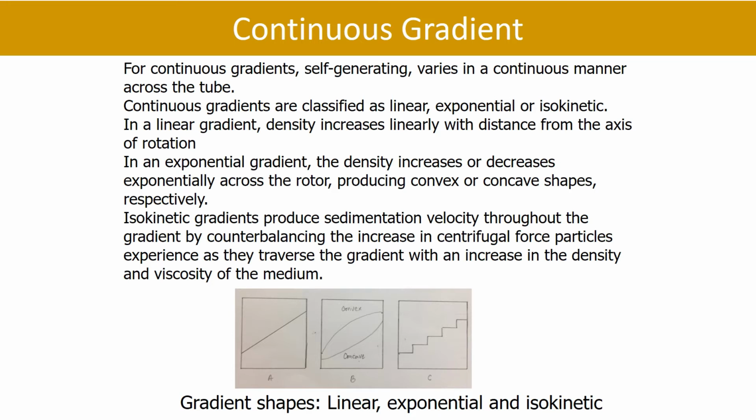Three terms. In a linear gradient, the density increases linearly with the distance from the axis of rotation, that is in the case of a swinging bucket rotor. Otherwise, if you are talking about a centrifuge tube, the density increases linearly from the top to the bottom. In an exponential gradient, the density increases or decreases exponentially across the rotor or in the centrifuge tube. This will produce a convex or a concave shape. If the density is increasing, it will produce a convex shape. If the density is decreasing, then it will produce a concave shape. You can see the graph given below for the exponential gradient.